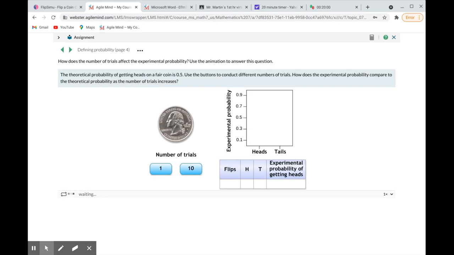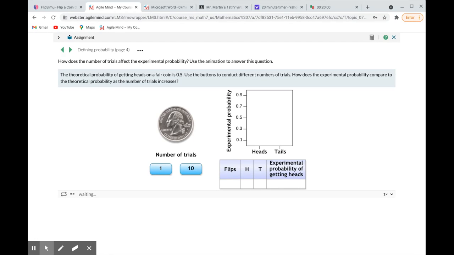All right, so looking at this, Najela, can you read this for us, please, ma'am? How does the number of trials affect the experimental probability? Use the animation to answer this question. The theoretical probability of getting heads on a fair coin is 0.5. Use the buttons to conduct different numbers of trials. How does the experimental probability compare to the theoretical probability as the number of trials increases?